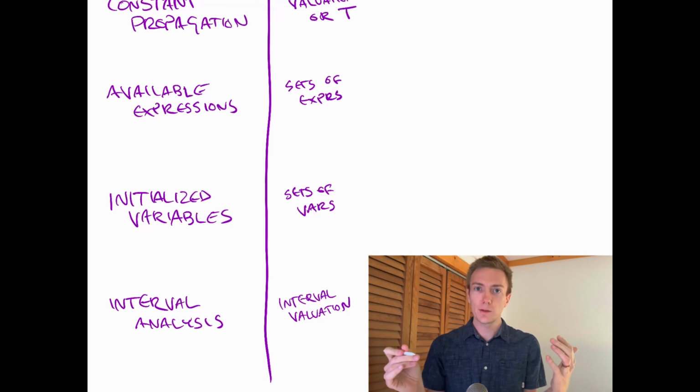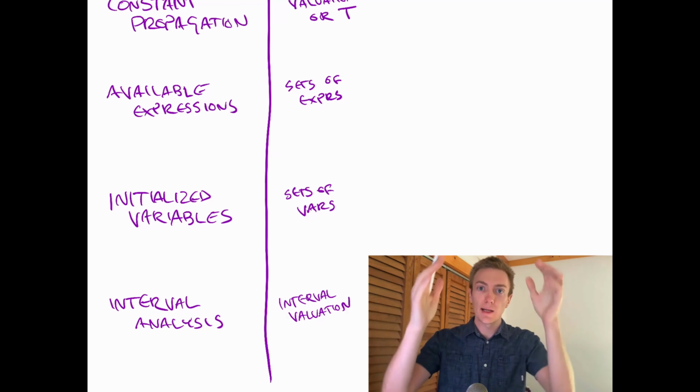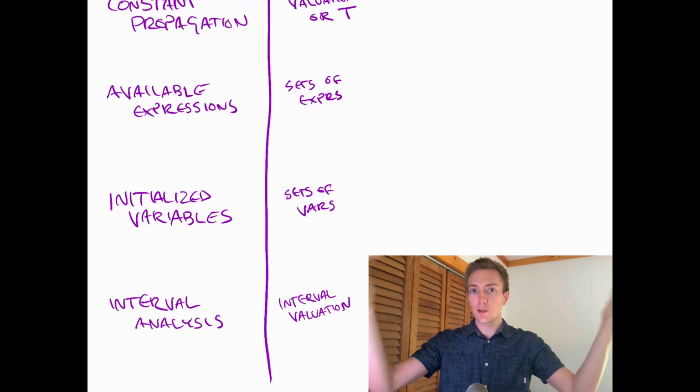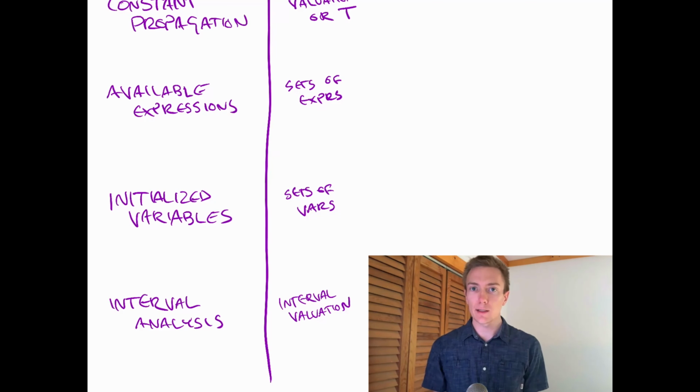For example, you can do all sorts of loops and ifs and stuff, assigning to variables at different points, and that affects whether you should get an error when you try to read from a variable that's uninitialized. So the initialized variables data flow problem answers that sort of thing.